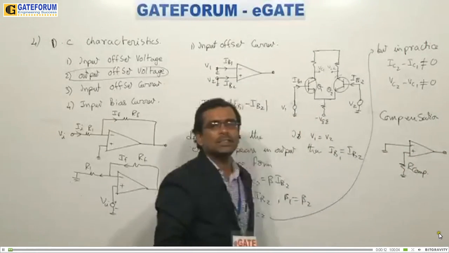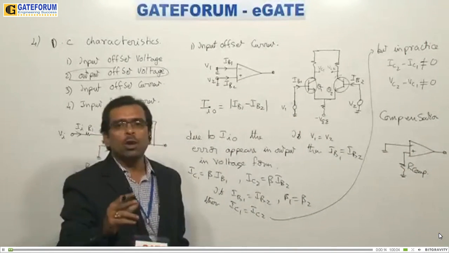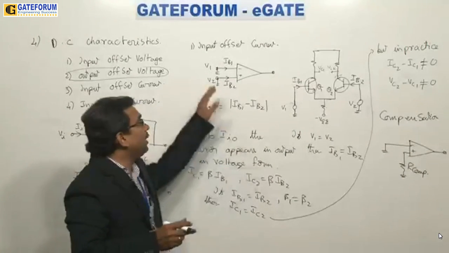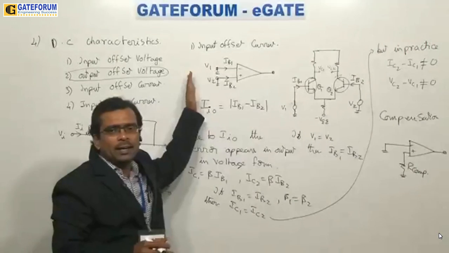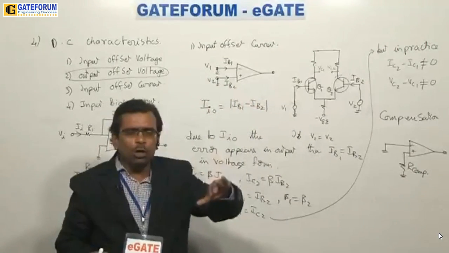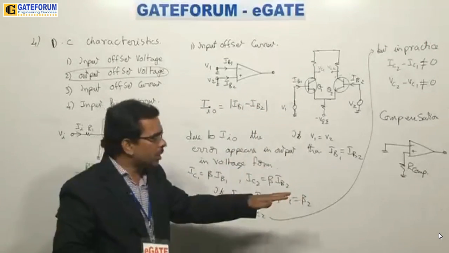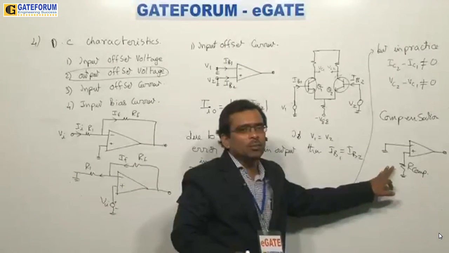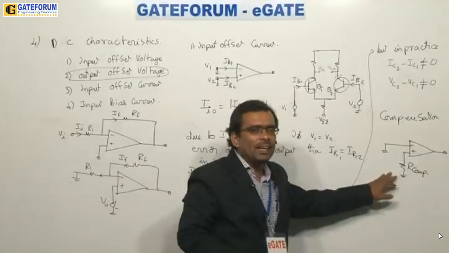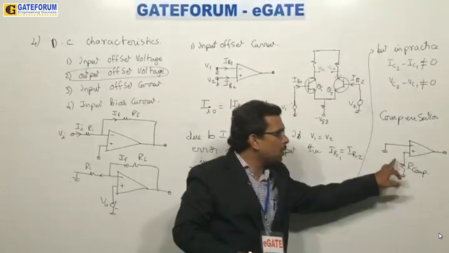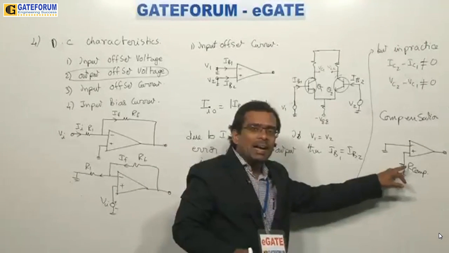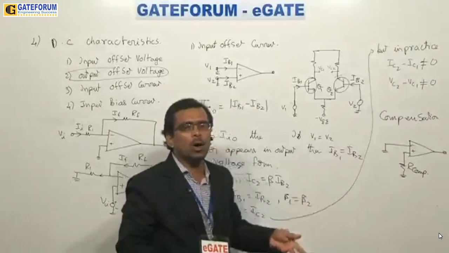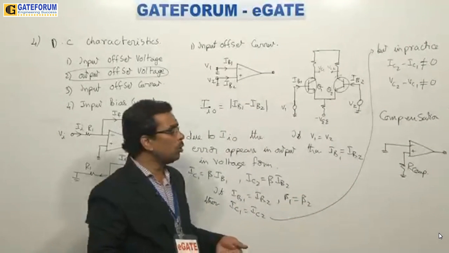So if you put a resistance here like this, you will compensate the input offset current. The error due to input offset current appears at the output in voltage form, and that can be compensated with the help of this resistance. Because that difference in current will develop some voltage here, and that voltage will be nullified at the output, and the net output voltage will be 0.